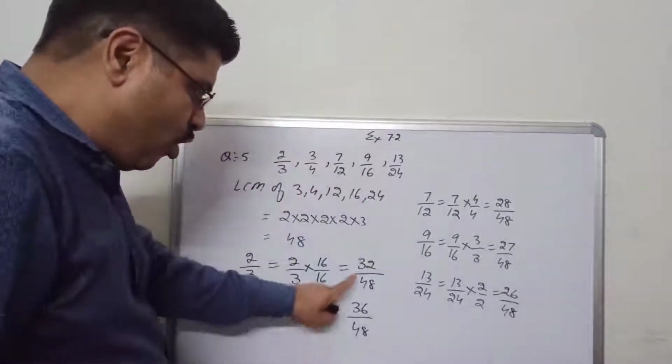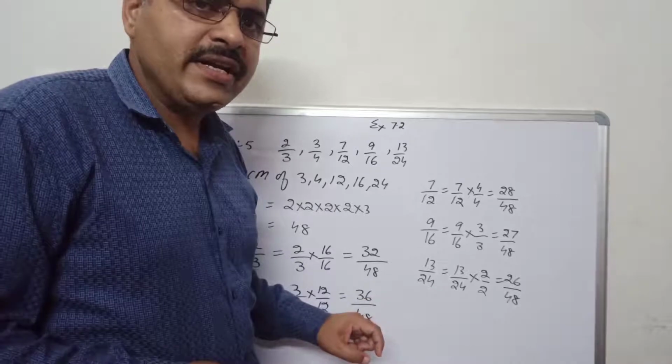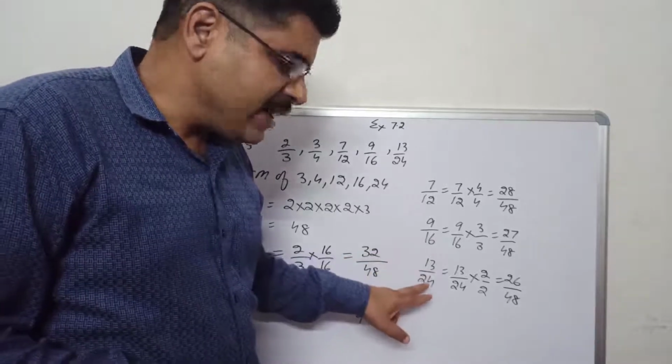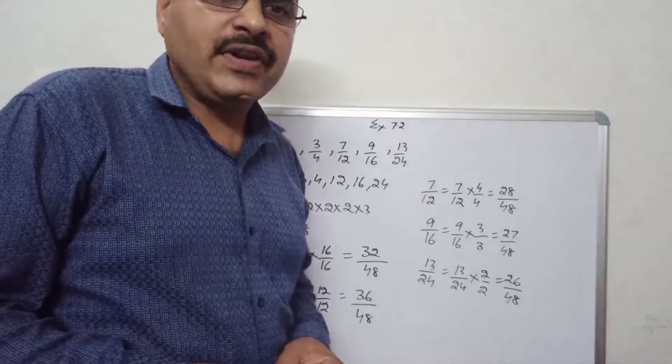Now if you see, all these equivalent fractions have the same denominator. So whenever the denominator is the same, these are called like fractions.